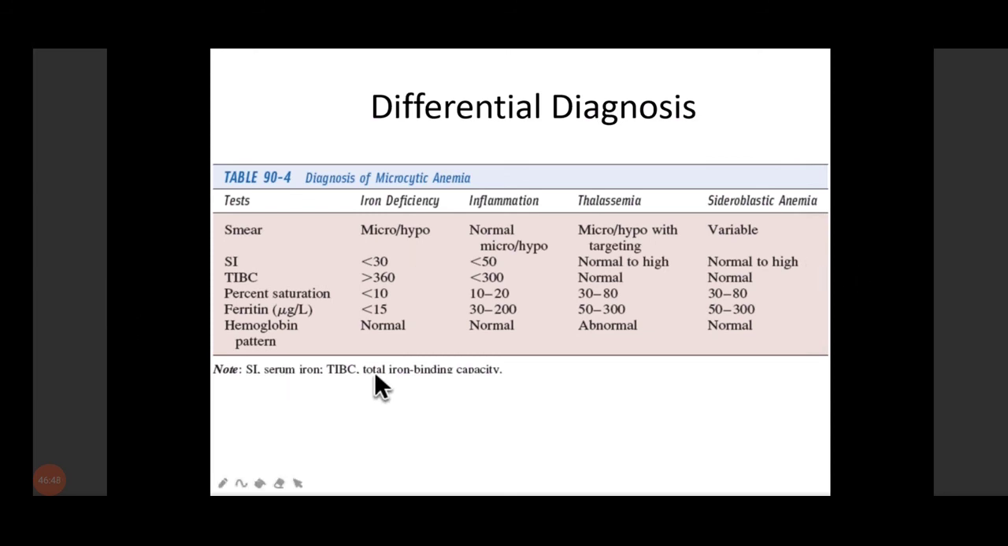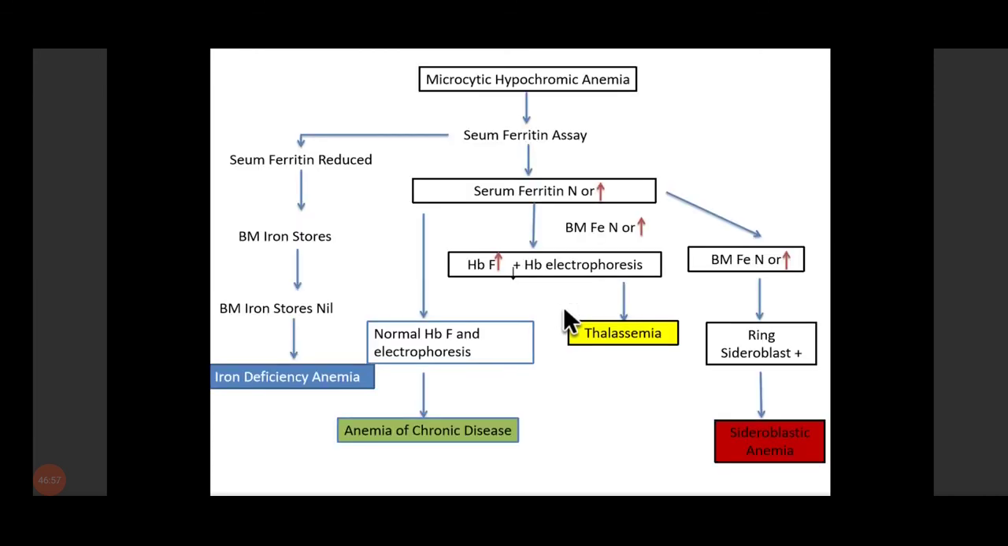For the hemoglobin pattern, if you see hemoglobin electrophoresis or HPLC, it will be normal. However, in thalassemia, it will be abnormal. So this is the workup of microcytic hypochromic anemia. This is taken from Dr. Singh's book. So when you see a microcytic hypochromic anemia, you check the ferritin levels in the blood.